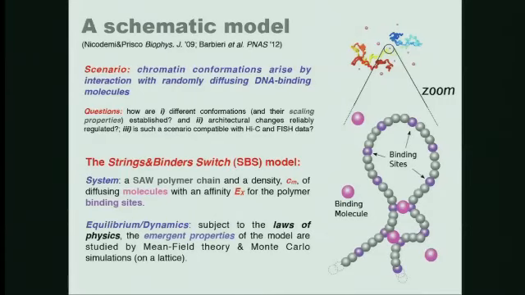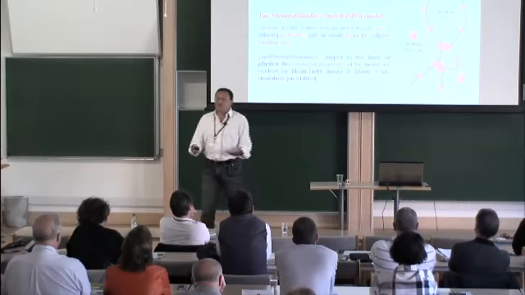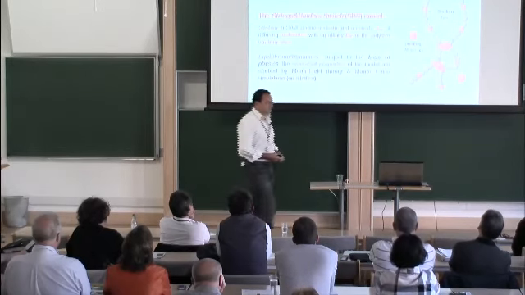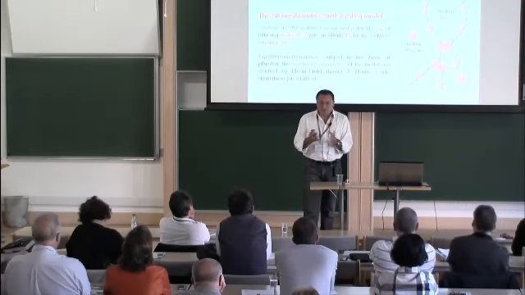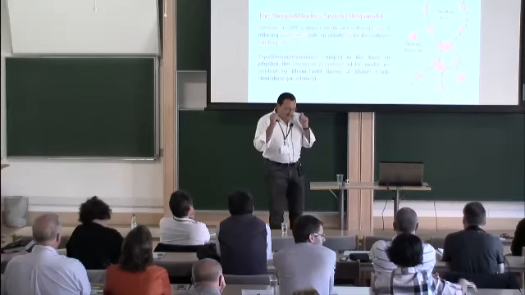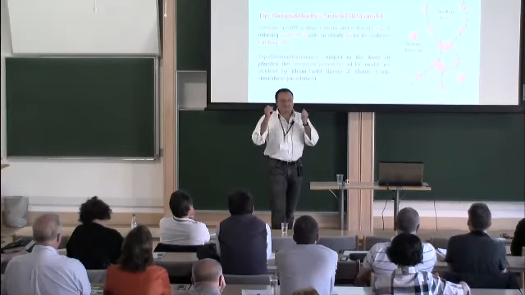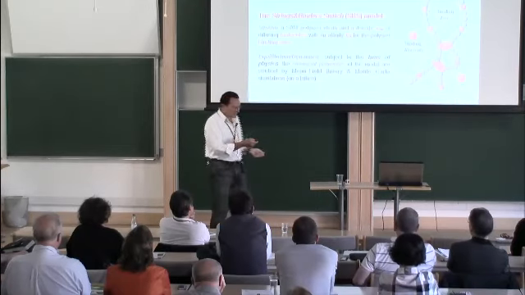Second, how you reliably control architectural changes, which are key to the functional behavior of the system. And third, how such a scenario compares with the high-C and FISH data I illustrated. To try to discuss this, we considered an incredibly simplified model, which is the one you see here.